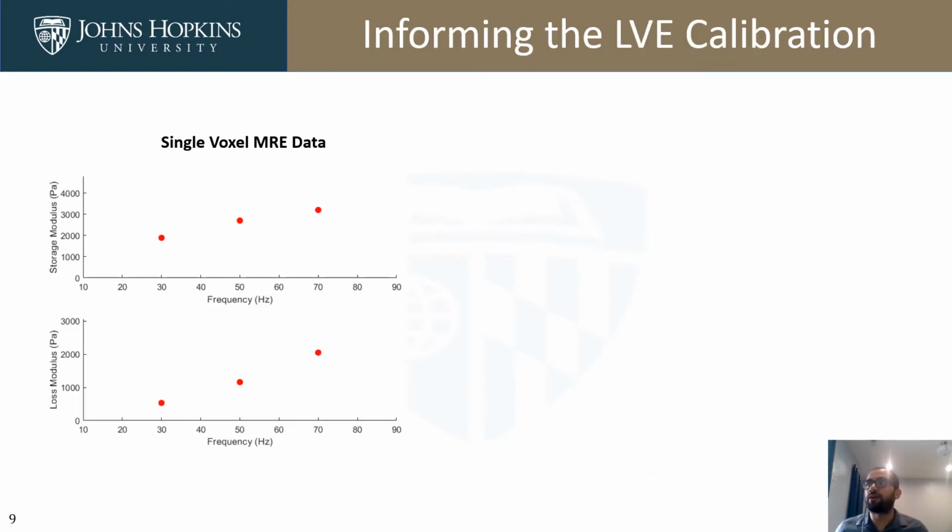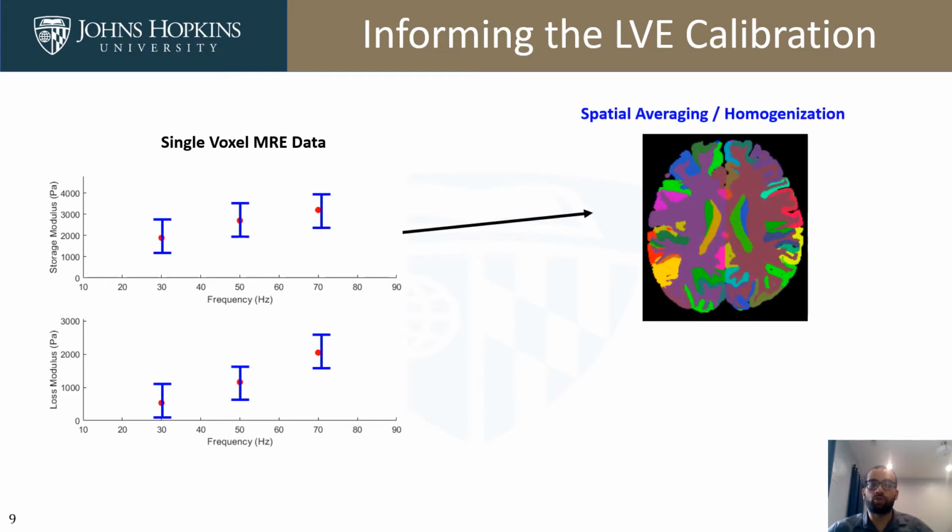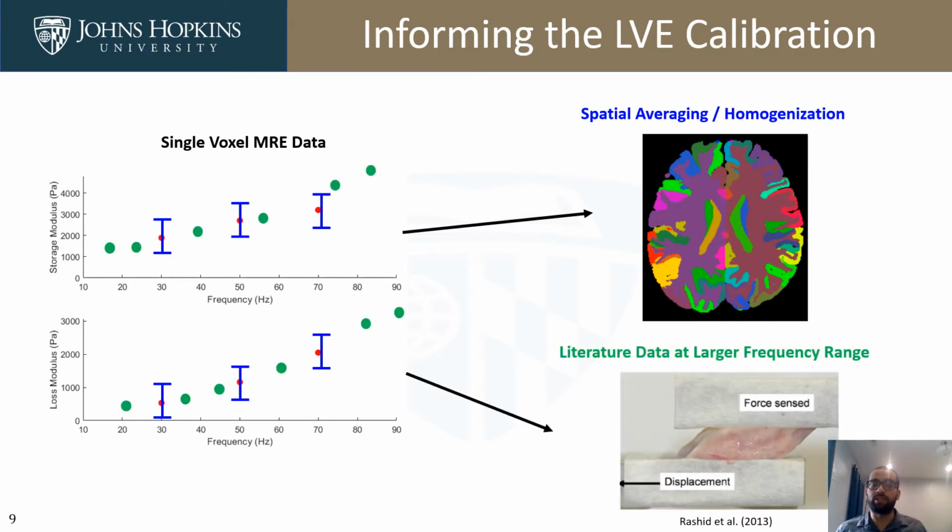So how do we inform our calibration to get over these uncertainties? Here I'm showing an example of just one voxel in the brain, showing the values of storage and loss modulus at the 3 frequencies. So one of the things we can do is extend our range in the y-axis by averaging across regions of the brain, for example, the cerebellum white matter or the cerebrum gray matter. To extend our range in the x-axis, one of the things we can do is use literature data to supplement the data that we currently have at those limited frequencies.